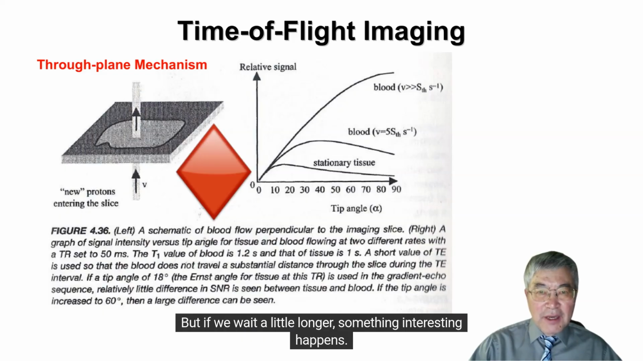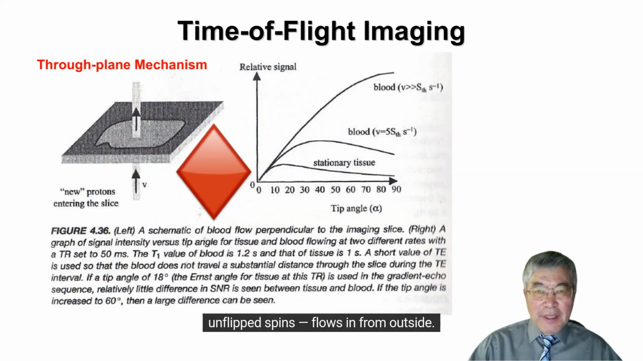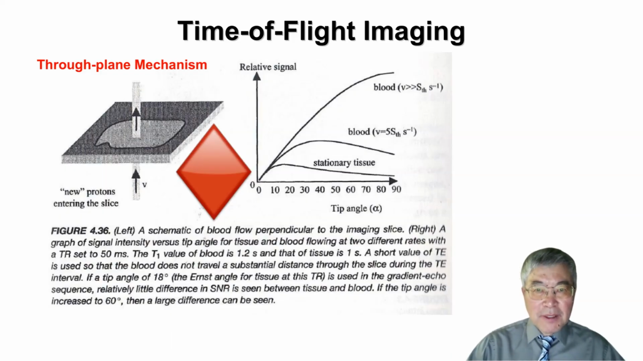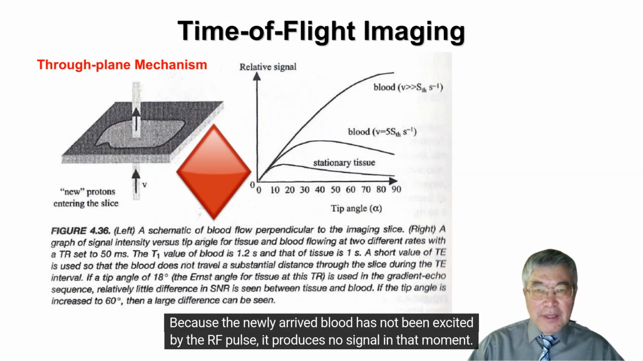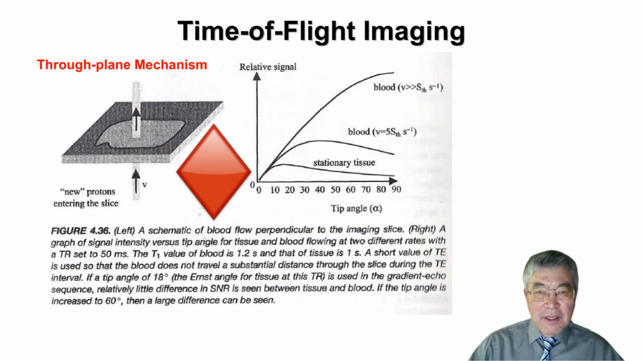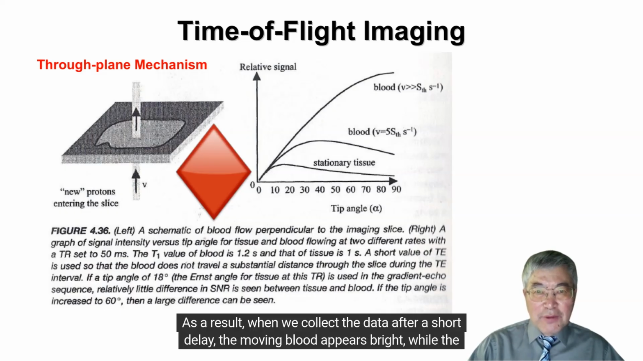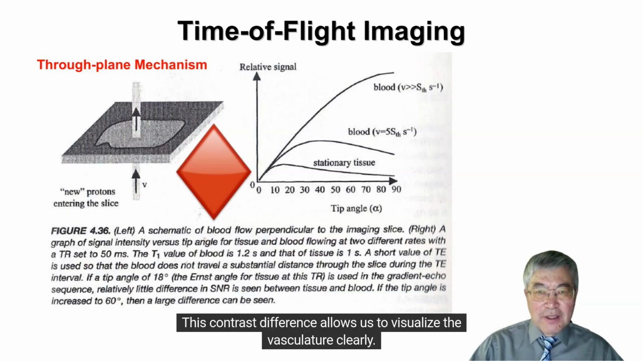But if we wait a little longer, something interesting happens. The blood that was originally in the imaging slice flows out of the plane, and new blood, containing unflipped spins, flows in from outside. This is what we call the through-plane mechanism. Because the newly arrived blood has not been excited by the RF pulse, it produces no signal in that moment. Meanwhile, the surrounding stationary tissue continues to emit its signal, which gradually decays but does not vanish immediately. As a result, when we collect the data after a short delay, the moving blood appears bright, while the stationary tissue looks relatively dark. This contrast difference allows us to visualize the vasculature clearly.